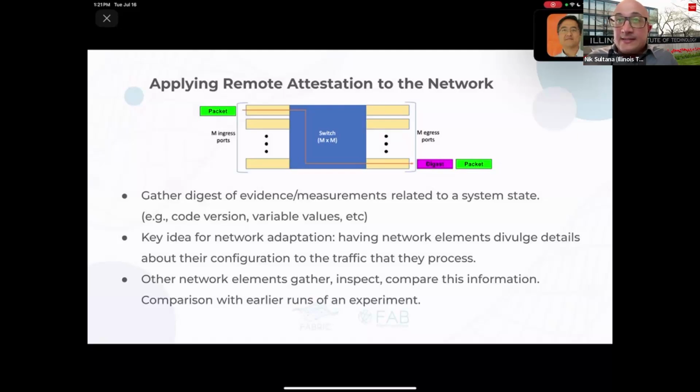And this is what we use to build a picture across the network that we will then use for debuggability. So in this example you can see at the top, a packet shows up and gets switched. But in addition to that packet, we also emit a digest. And this digest can be a separate packet, or in other experiments, we've also embedded it inside the original packet itself.